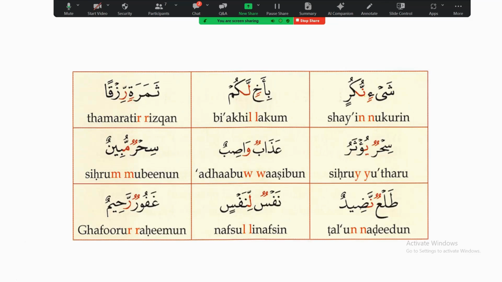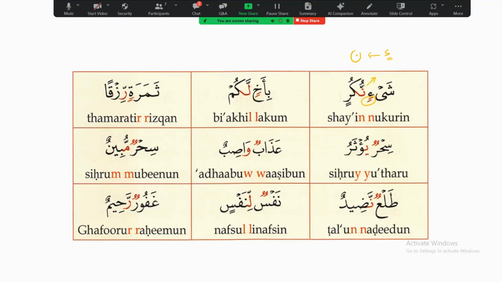شيء نكور. Okay, so in this example, you see a tanween. After the tanween, you see a noon letter here. The noon letter is from the second type of idgham, which is incomplete idgham. So we'll make a nasal sound. We'll make ghunna by staying on this noon here. We will say shay'in nukurin, right? I'm staying here on noon.